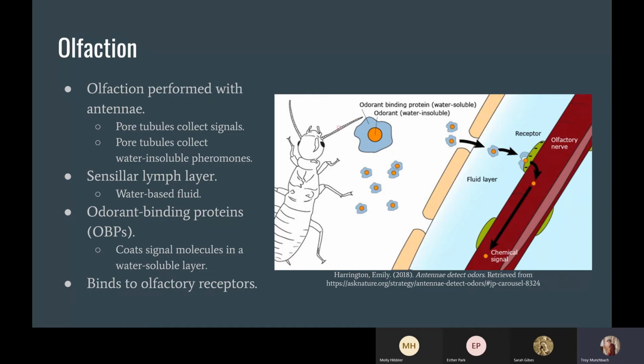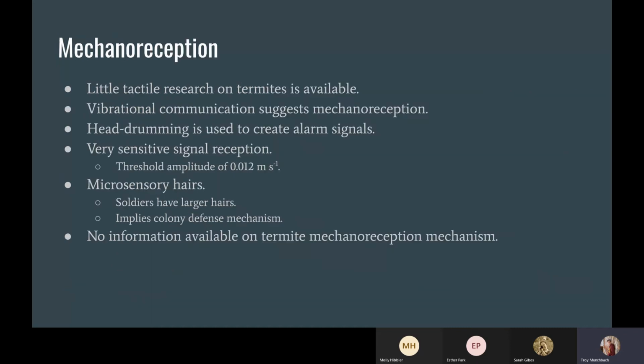Because the sensillar lymph layer is water-based, the odorant signal molecules have difficulty crossing it because they are insoluble in water. Because of this, odorant binding proteins, or OBPs, bind to the signal molecules and coat them in a water-soluble layer. This allows them to effectively cross the aqueous barrier and reach the olfactory receptors.